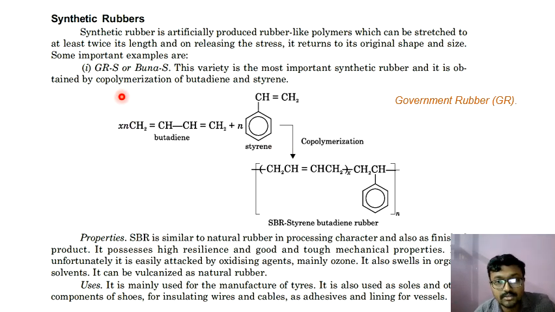For example, this is not condensation, this is called a copolymerization reaction. If we perform a copolymerization reaction between butadiene and styrene, we get one synthetic rubber called Buna S, butadiene plus styrene. So Buna S is a synthetic rubber. It is also called government rubber or GR. Buna S is prepared by reaction of butadiene and styrene.